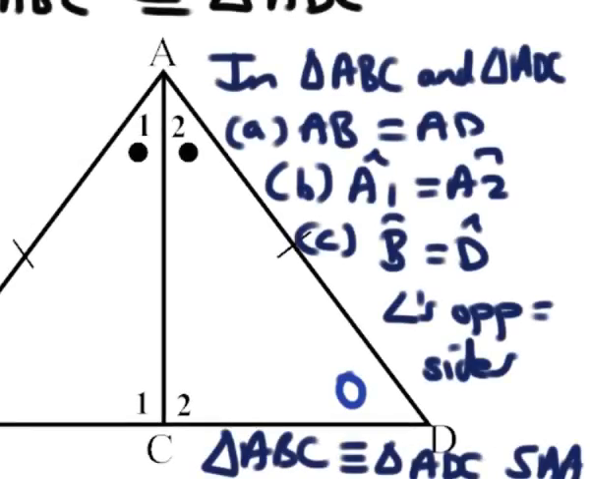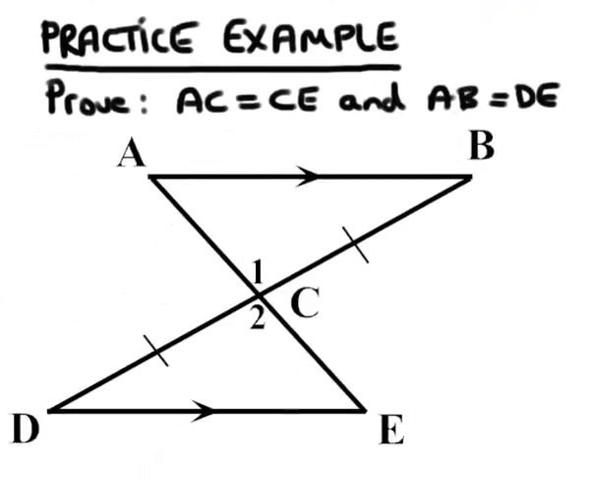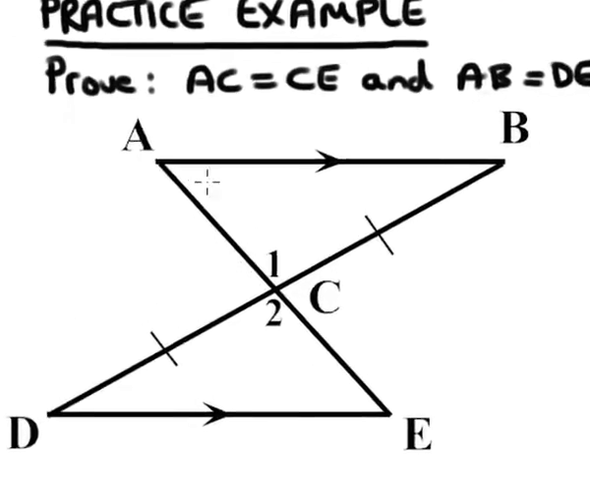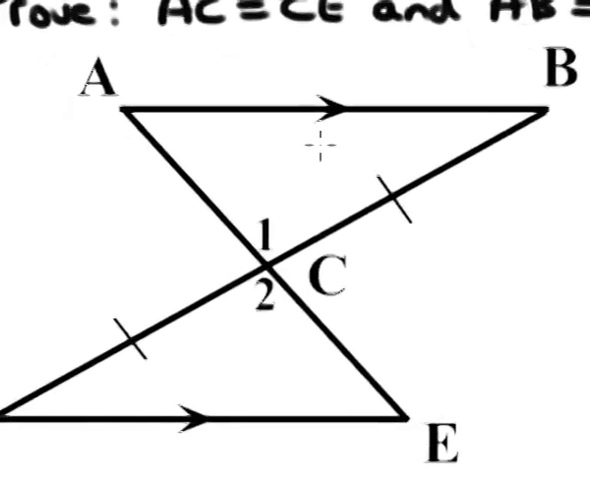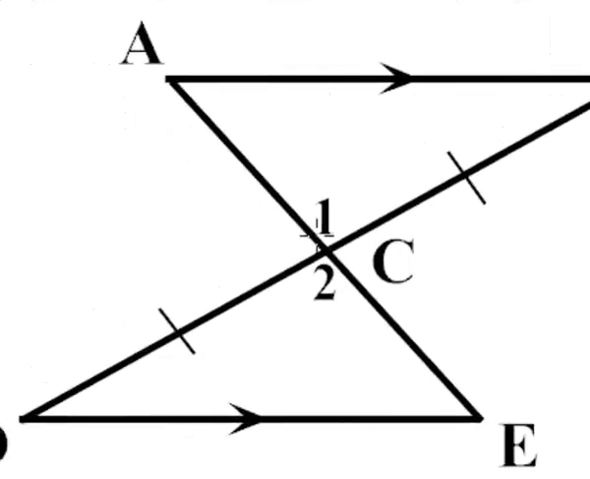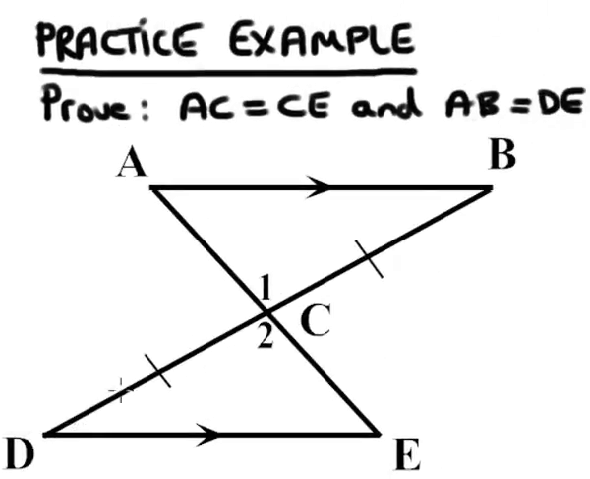Okay, it's time for you to do a practice example. Have a go at this one. I want you to use congruency to prove that AC is CE and AB is equal to DE. So all you've got to do is prove that the two triangles are congruent, and you've got the parallel lines there, the two sides equal. If you prove the two triangles congruent, you can immediately conclude that AC is CE and AB is DE. Give it a go and let's see how you do.